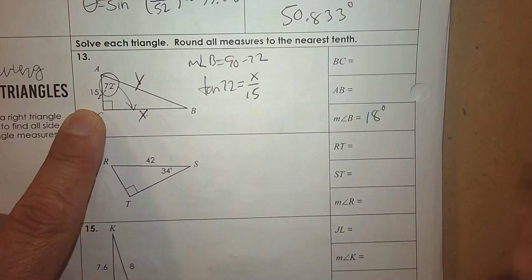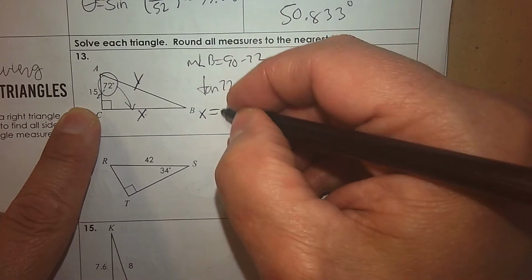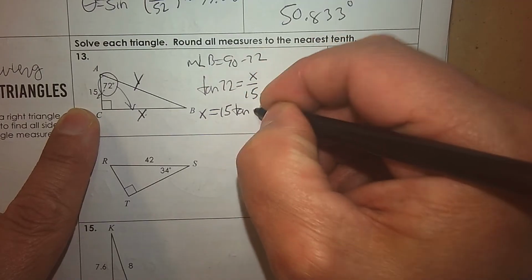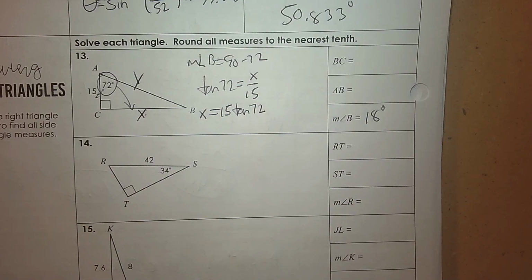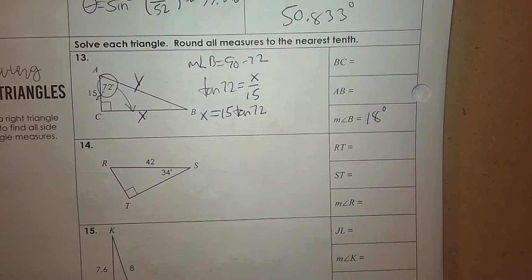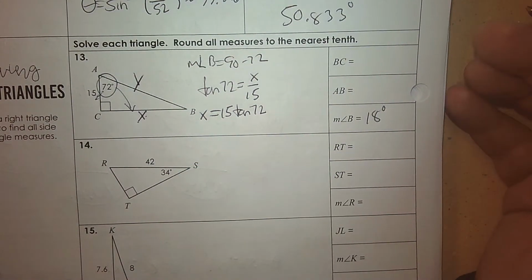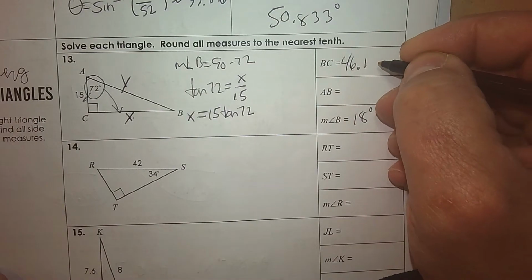How do I get X by itself? Multiply. So in your calculator, you're going 15 tangent 72. And on the side, I'm going to put that answer in, which is 46.165.